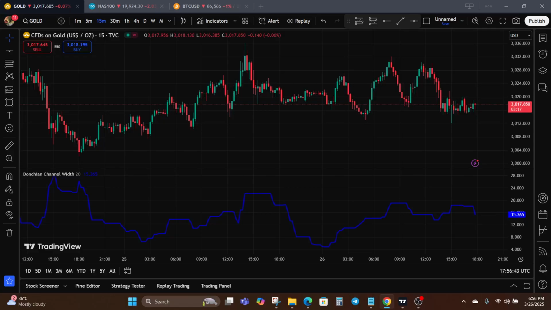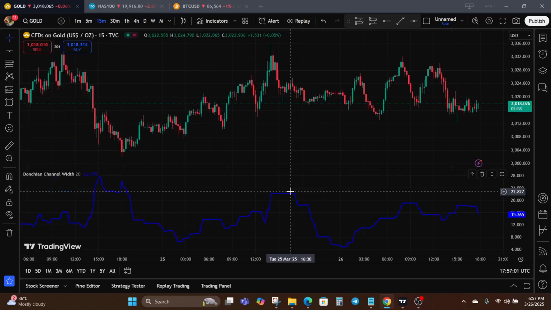Now, what is Donchian Channel Width? The Donchian Channel Width is a volatility-based indicator that calculates the difference between the highest high and the lowest low over a chosen period. It is derived from the Donchian channel, which is widely used to track market trends and breakouts. Here's how it works.